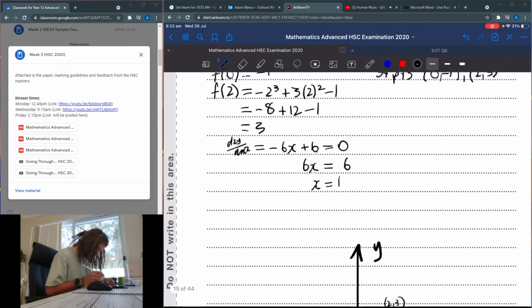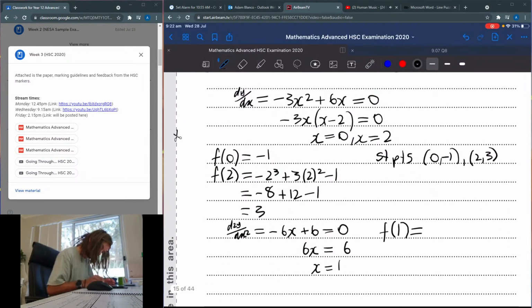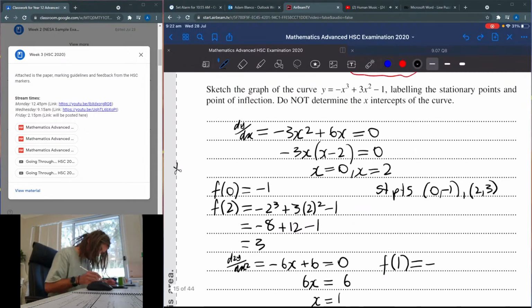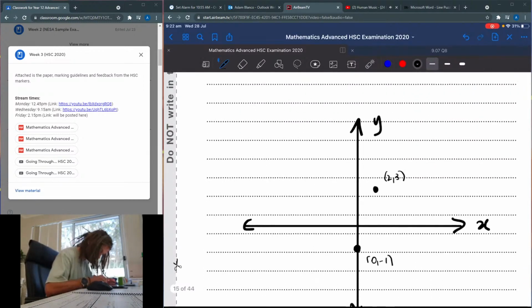So that means I need f of 1, which is minus 1 cubed plus 3 times 1 minus 1. 3 minus 2 is 1. Okay, so at (1, 1), around about here. That's going to be the point of inflection, so it'll change concavity. I like it. Remove that. Okay.